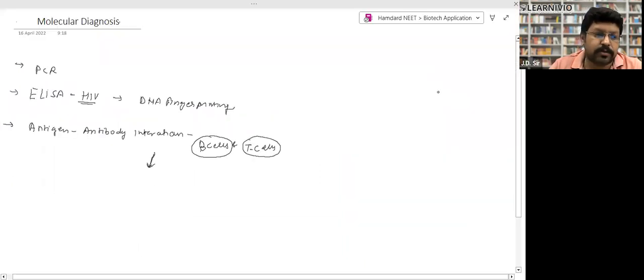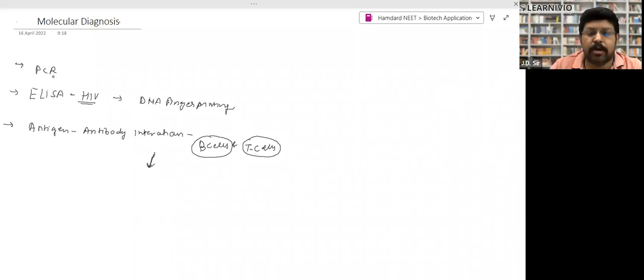In molecular diagnosis, we use PCR, the polymerase chain reaction. You know the PCR test was done during the corona time period, and you must have submitted the PCR report at many examination halls and places while traveling. The ELISA test is for detection of HIV. This test is similar to PCR. DNA fingerprinting is also done with the help of molecular diagnosis.